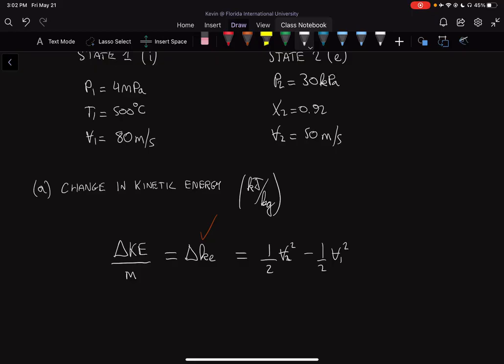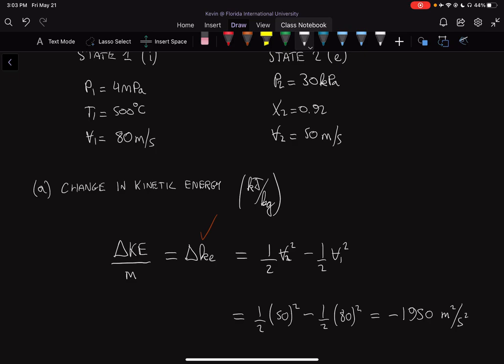So we can find our change in kinetic energy because we already have velocity 2 and velocity 1. So we're just going to write 1/2 times 50 squared minus 1/2 times 80 squared. And we're going to find that our change in kinetic energy in the system is equal to minus 1950 meters squared per second squared.